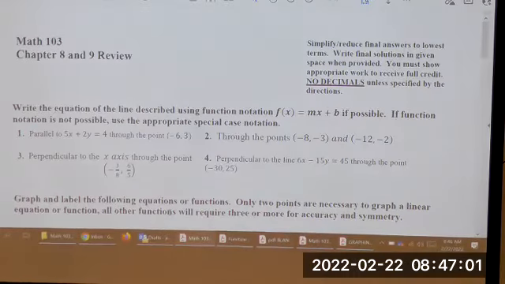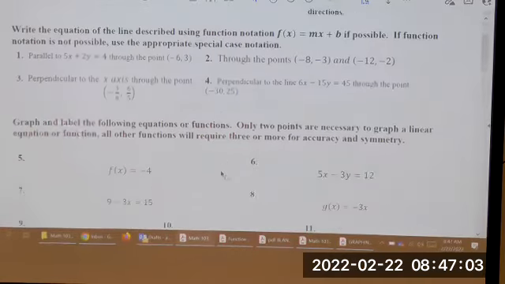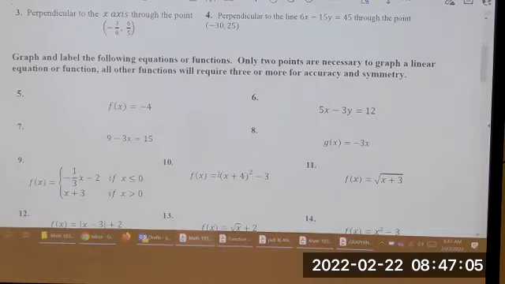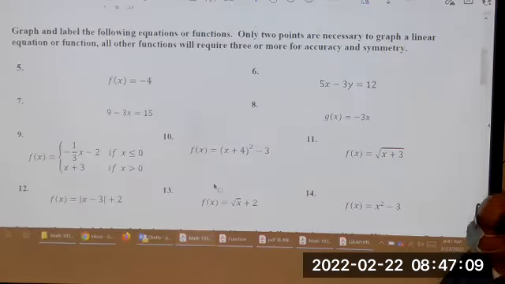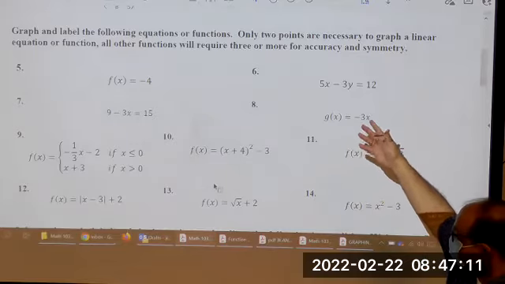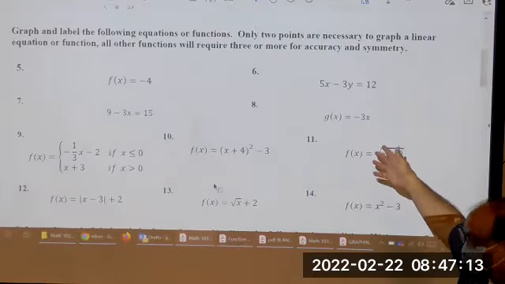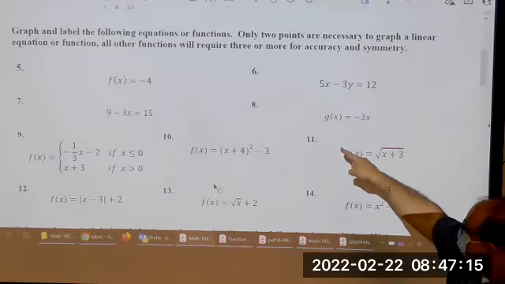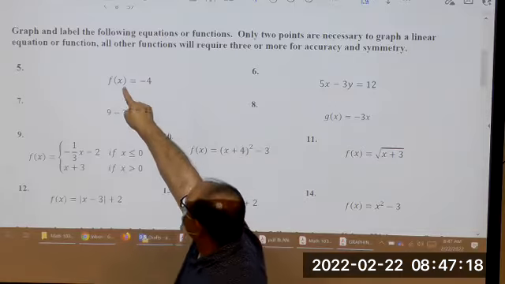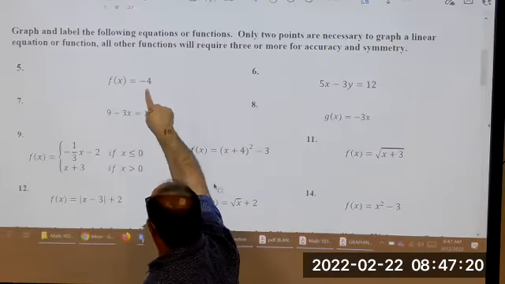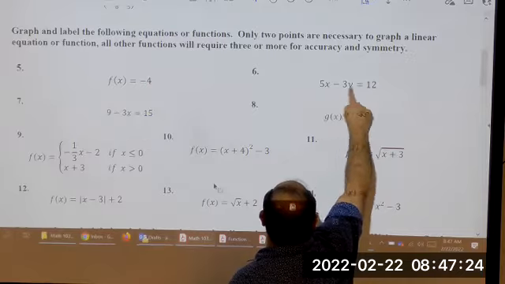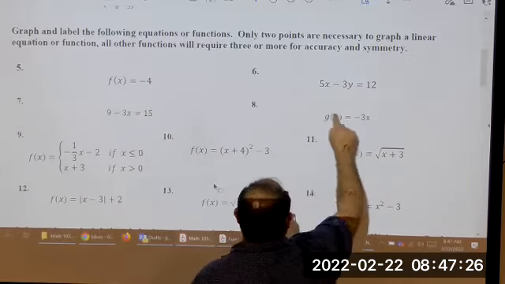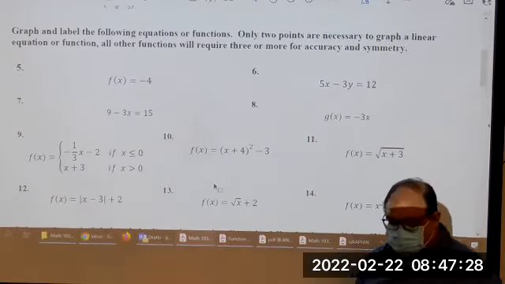And then on the review, now there's lots of practice problems. Graph the following equations, basically what we've been doing. The first 4 of them are all linear. These are y equals -4, ax plus by equals c. That's a line. That's a line. They're all linear.